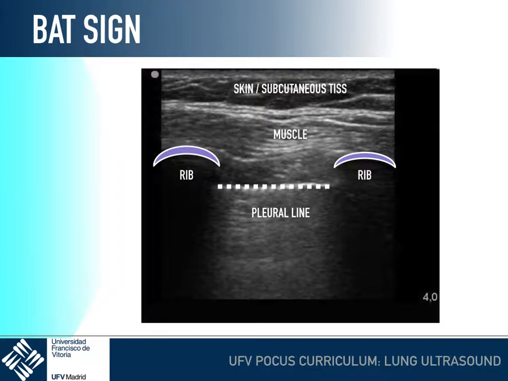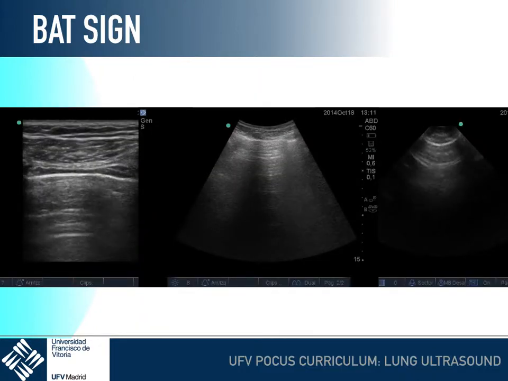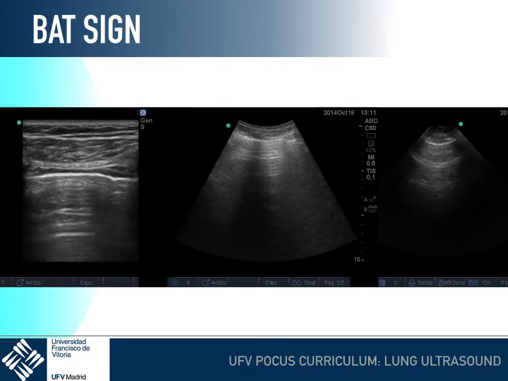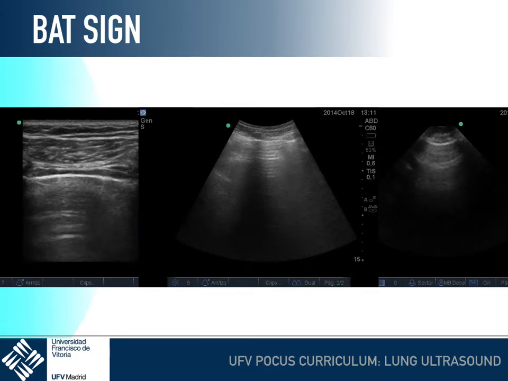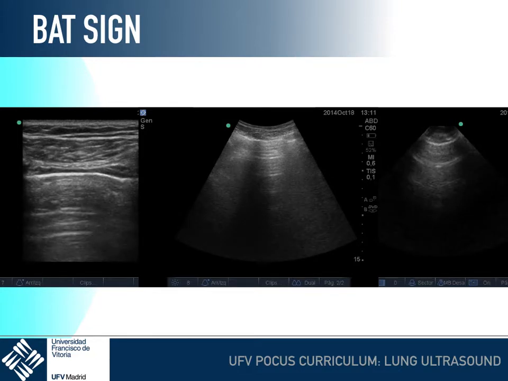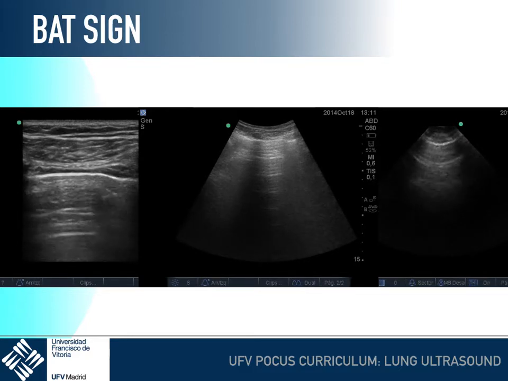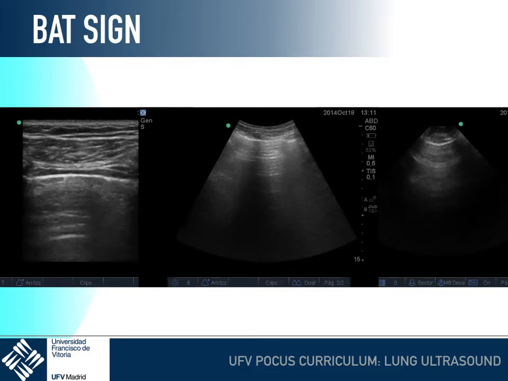The bat sign can be evaluated, like in this case, with a linear probe, or we can use other probes, like low frequency probes. In the image, the left clip is the bat sign observed with a linear probe. The second one is the same image with a curvilinear probe. And the third one can be difficult to assess the ribs because we are using a phased array probe, which is specifically designed to avoid ribs. So anyway, there are different images for the same bat sign.